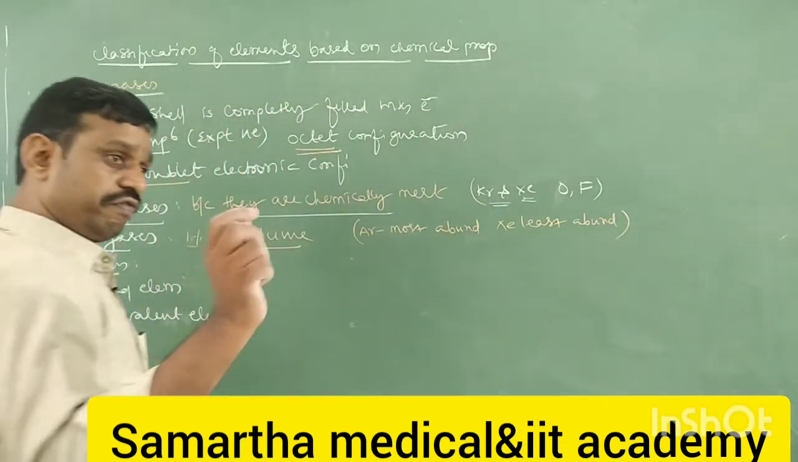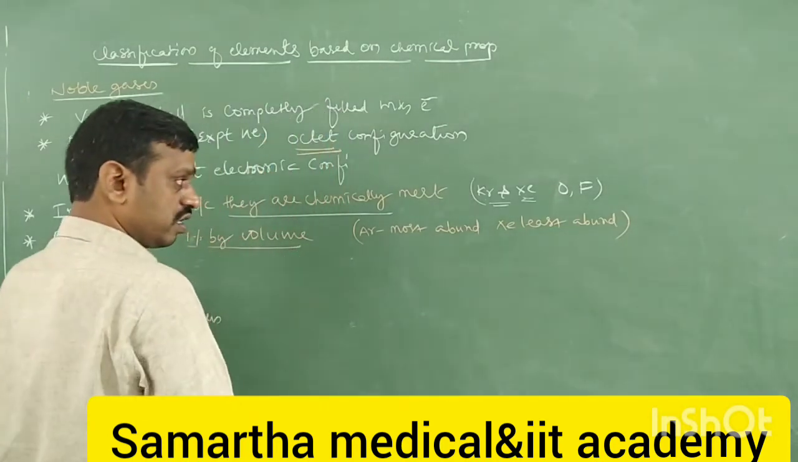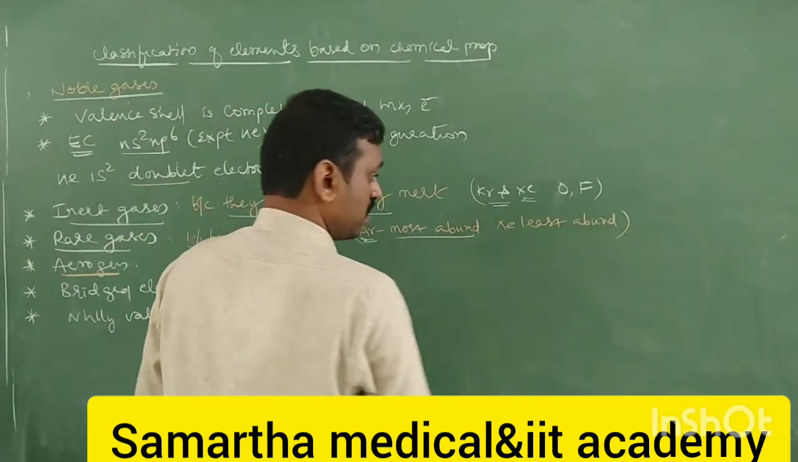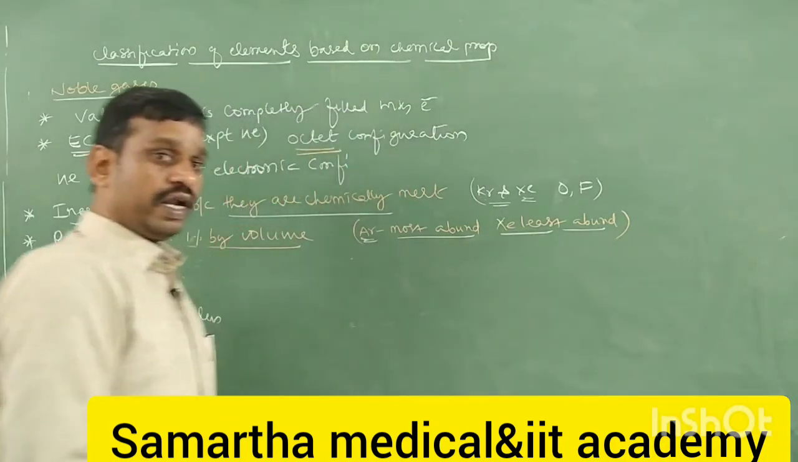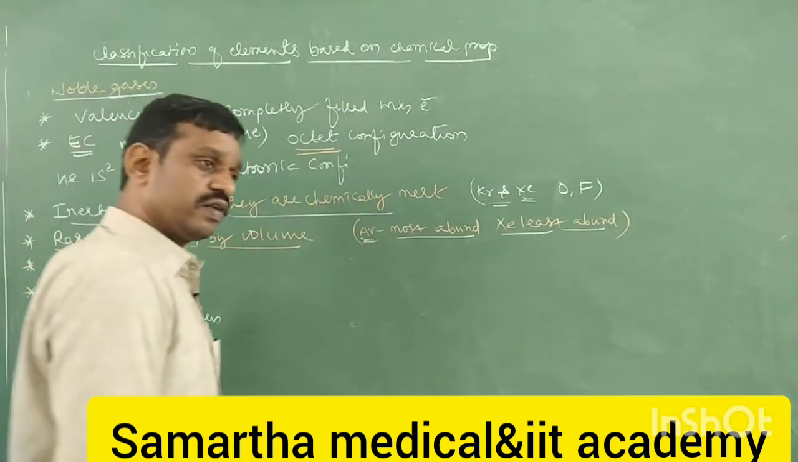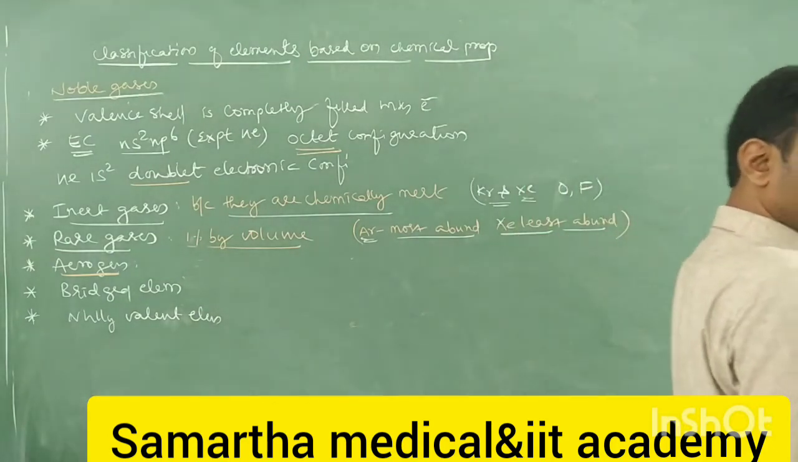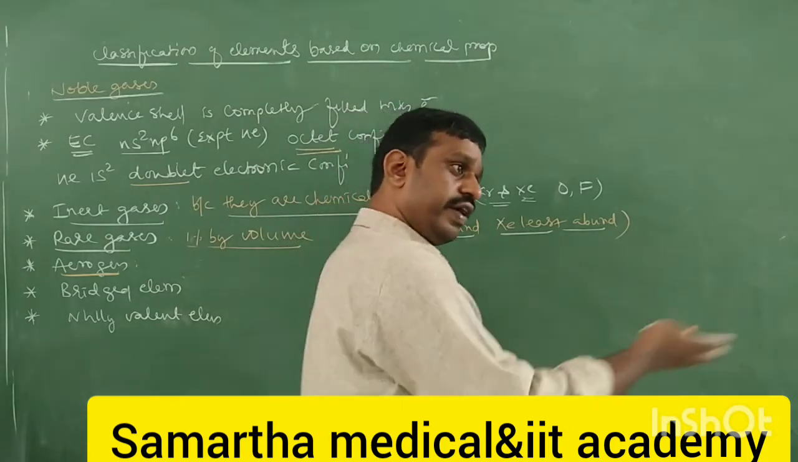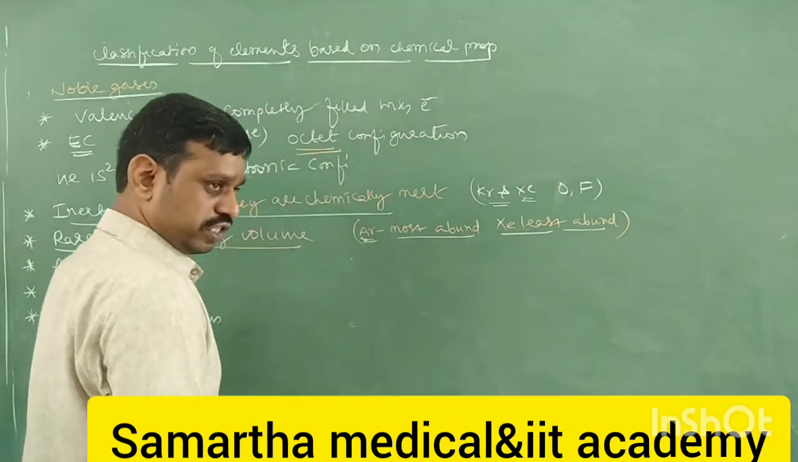So which noble gas occurs in more quantity in air? That is argon. So argon is the most abundant, and xenon is the least abundant noble gas in air. And what about radon? Radon is a radioactive element, right? It does not occur in air. Since it is radioactive, it occurs in radioactive sources, like uranium sources and thorium sources.